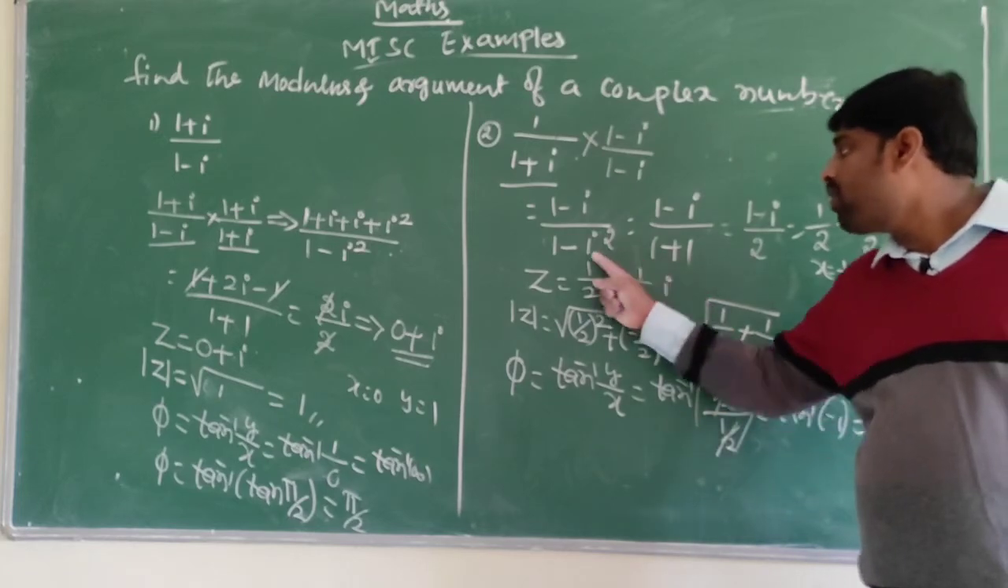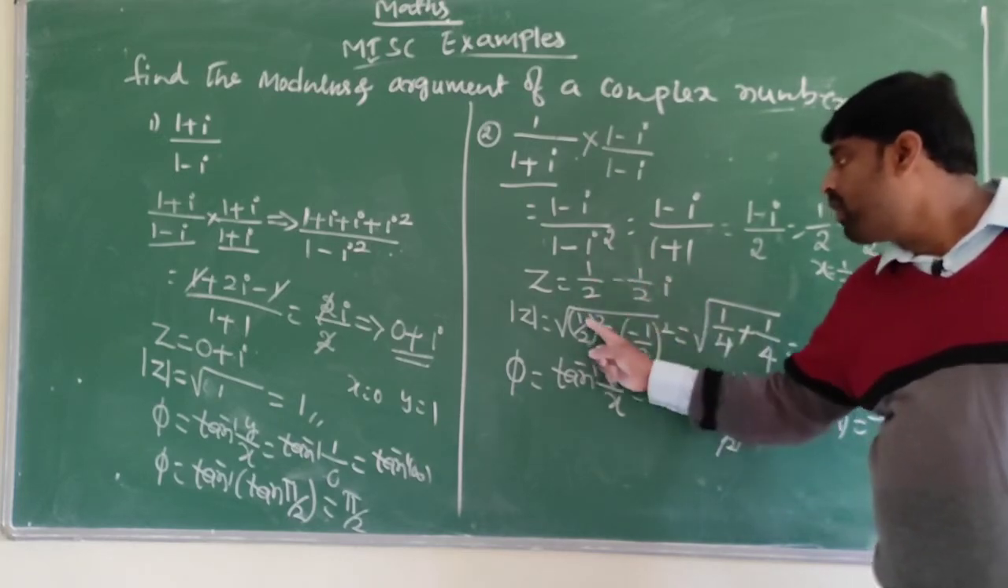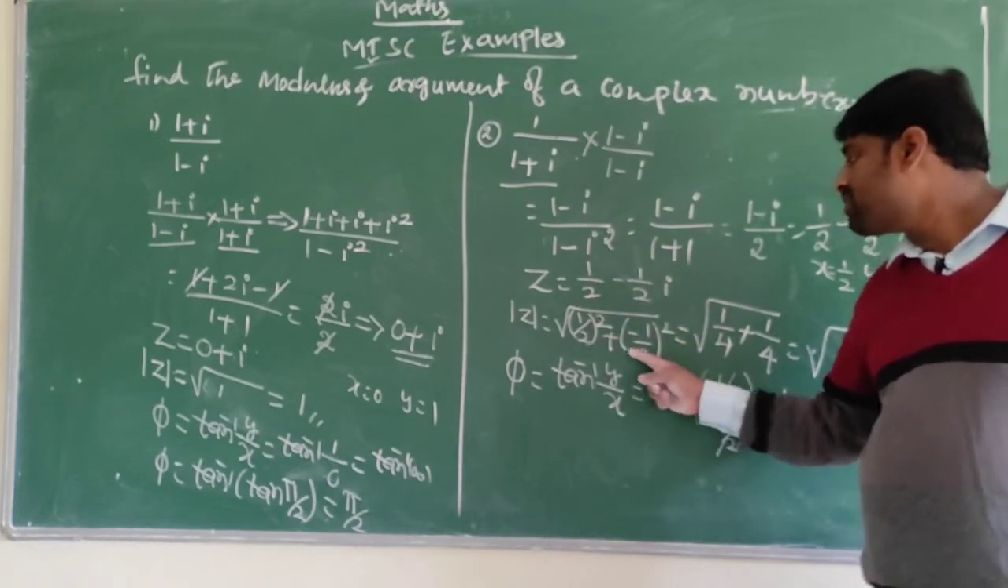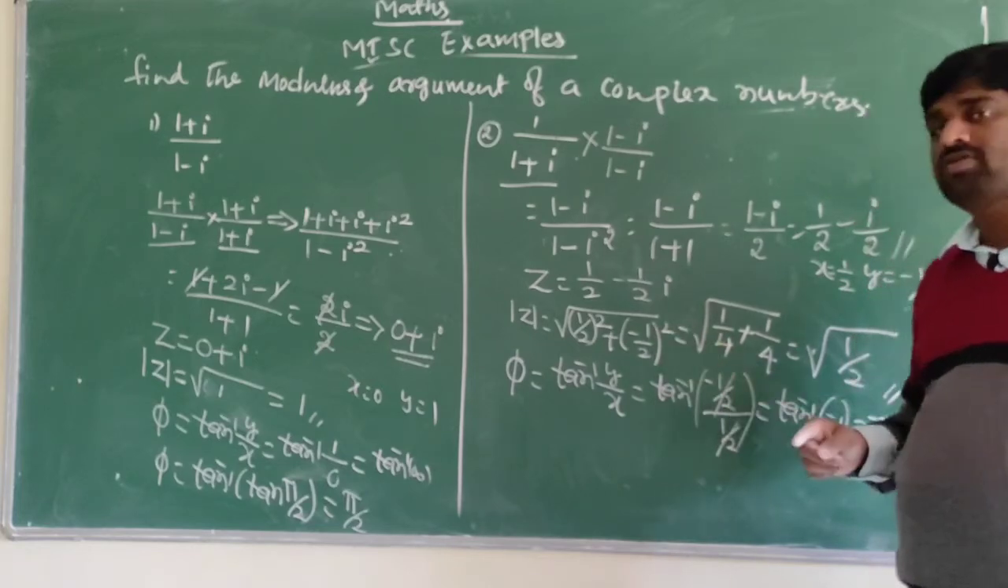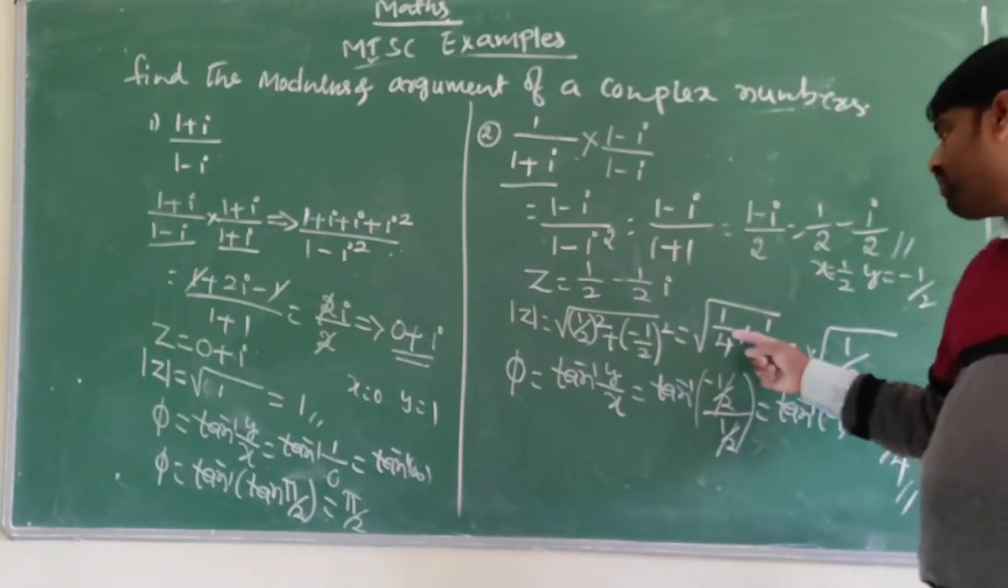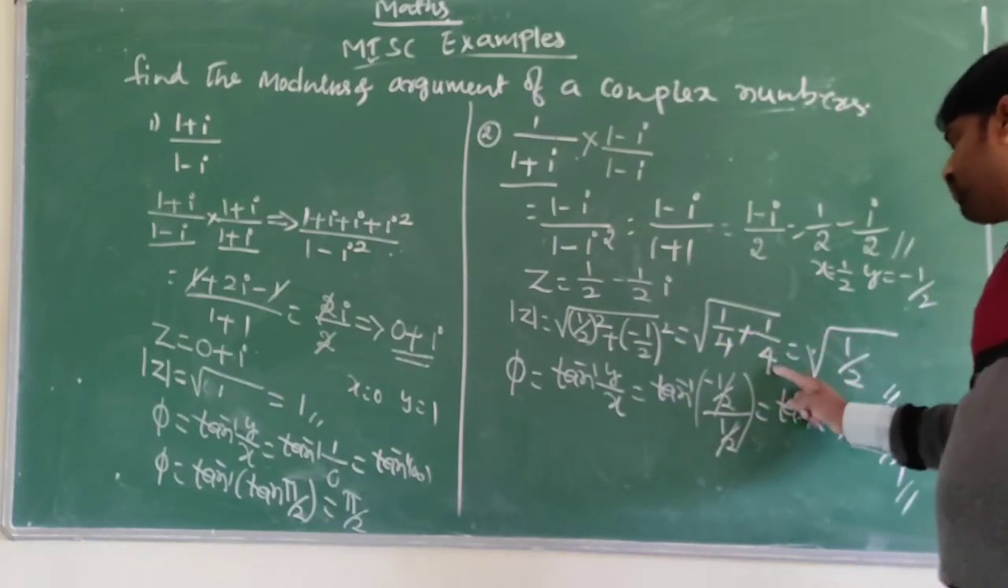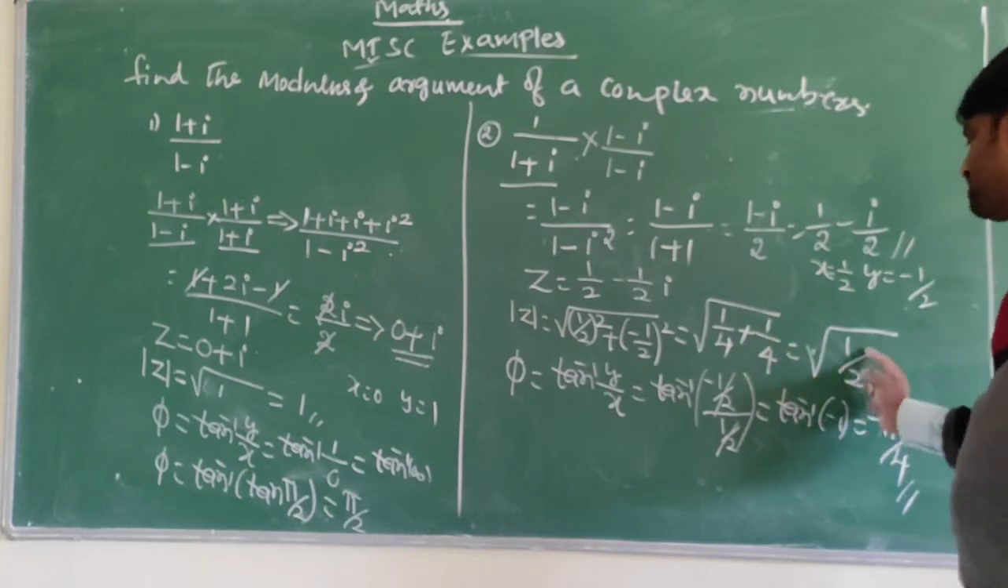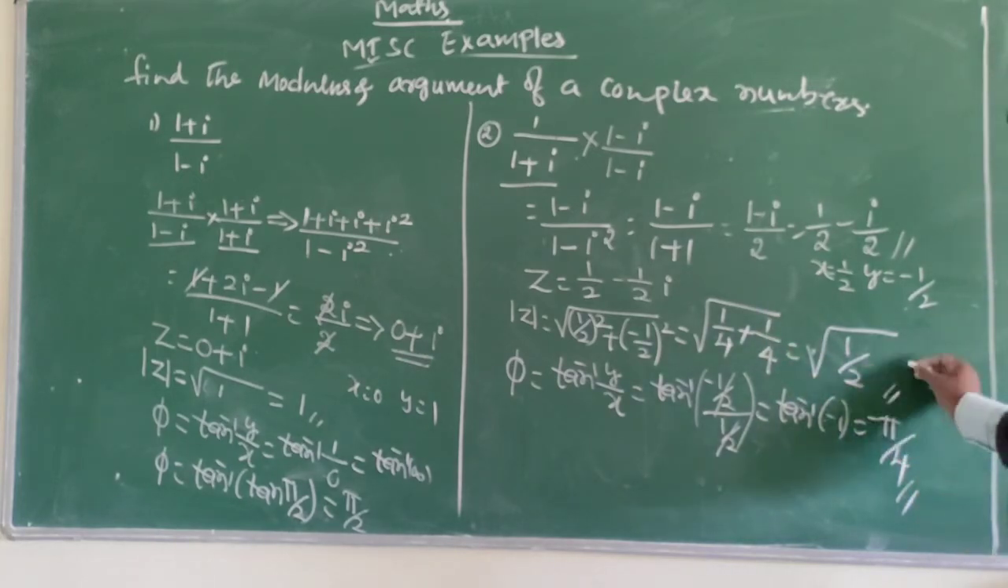Just find the modulus of this number: square root of (1/2)² plus (−1/2)², that is square root of 1/4 plus 1/4. 1/4 plus 1/4 is 1/2. So the modulus is square root of 1/2.